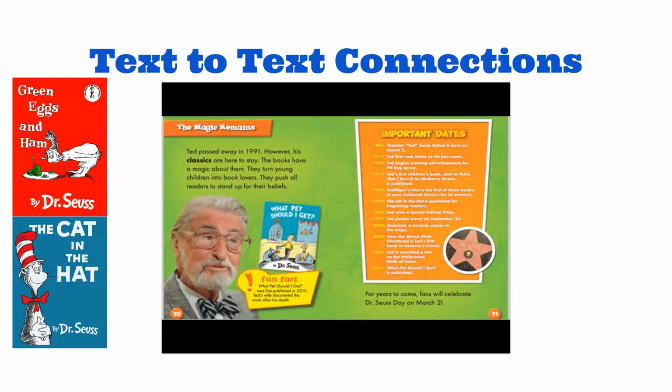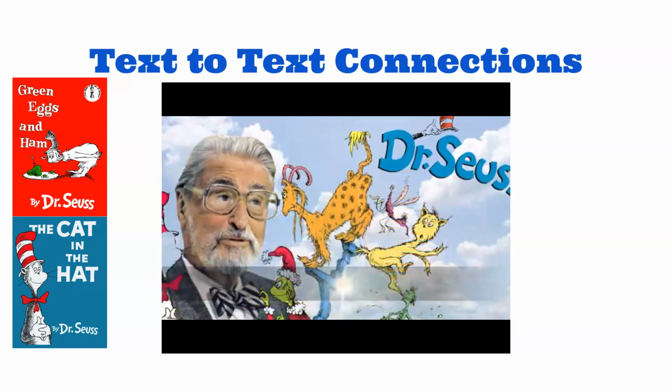The magic remains. Ted passed away in 1991. However, his classics are here to stay. The books have a magic about them. They turn young children into book lovers. They push all readers to stand up for their beliefs. For years to come, fans will celebrate Dr. Seuss Day on March 2nd. Here's a fun fact. What Pet Should I Get was first published in 2015. Ted's wife discovered the work after his death.